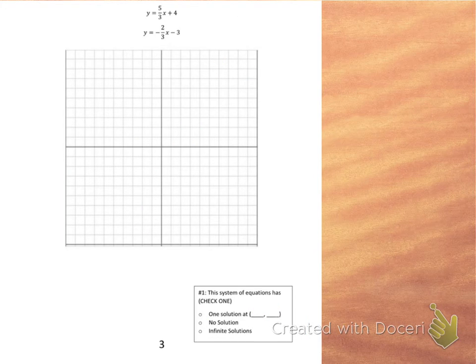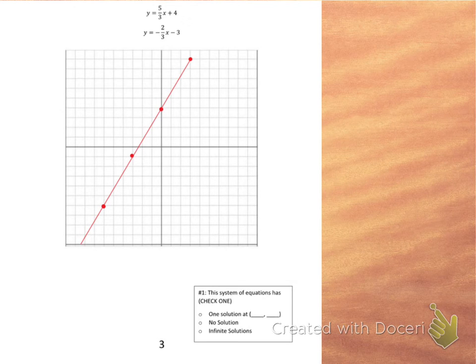Let's do the next example. Now we have y equals 5/3 x plus 4 and y equals -2/3 x minus 3. So again, we'll start with our first graph here, and we will start at 4 because that's our y-intercept, and then we will go up 5 and over 3. Remember, we can also go down 5 and left 3, down 5 and left 3. Okay, and I think that's all we can do without running out of graph. So we'll go ahead and connect these points in a straight line, like so.